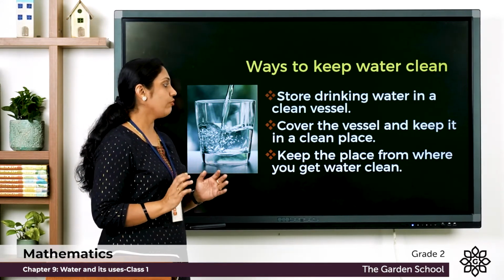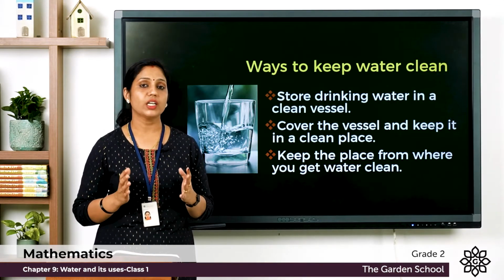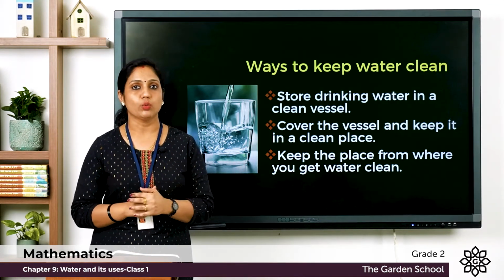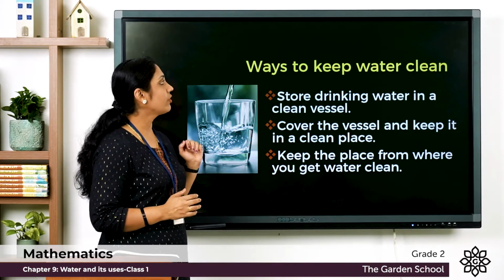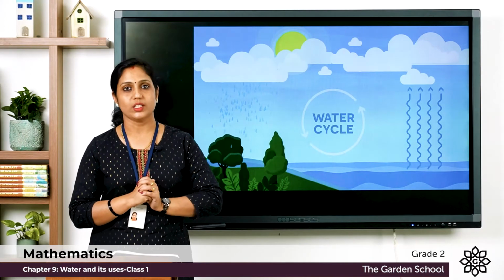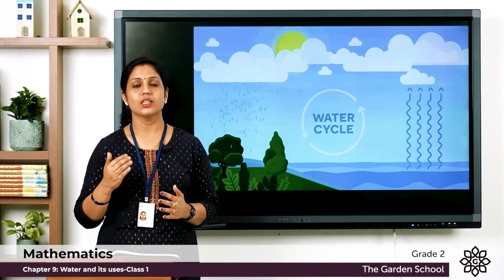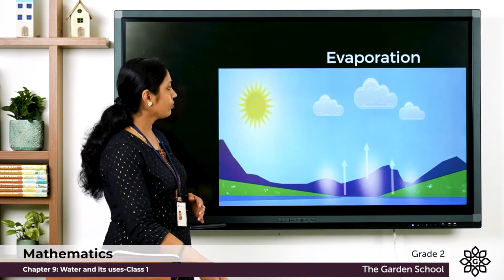Keep the place from where you get water clean. It is also important that we clean the place from where we get water. So these are the different ways to keep water clean. Now let's learn about the water cycle. How do we get water? It is a cyclic process. So let's see how it happens.